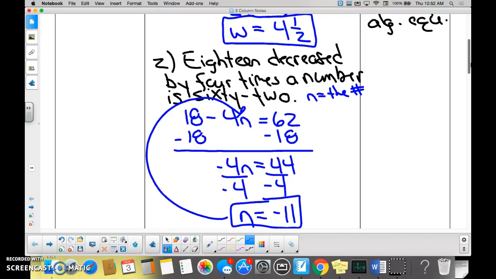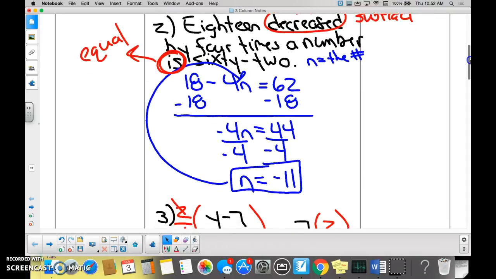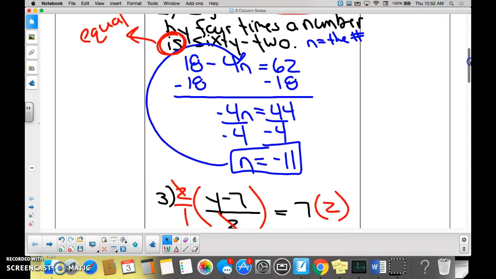I don't know if we talked about this yet or not, but what does the word is represent in math? Someone raise your hand and tell me. Mac? Equals. Anytime you see is, you know that you are going to be using an equal sign. Okay? Decreased, everybody, what does decrease mean? Obviously that one's subtract. So in these problems, they're giving you a lot of clues just by the use of their words. Once you have the equation written, you go ahead and solve by getting the variable alone.